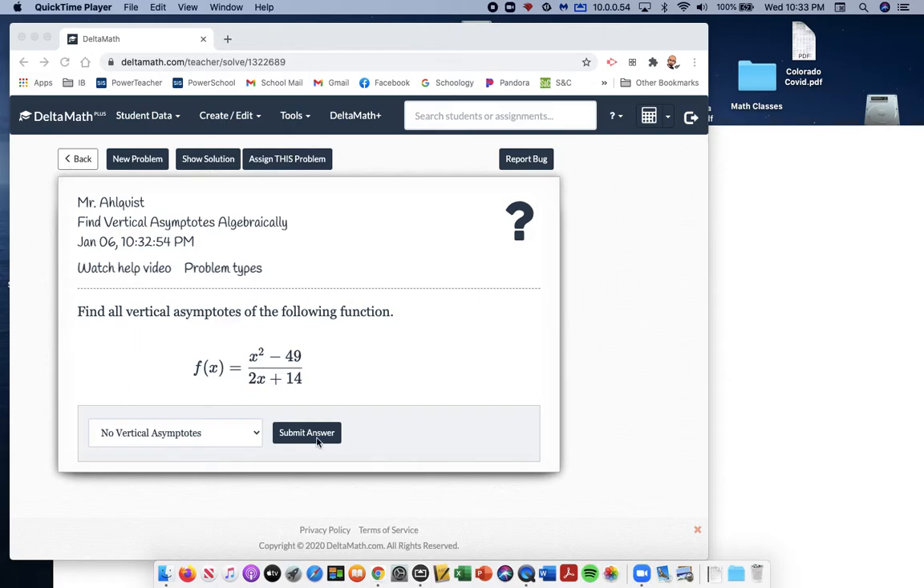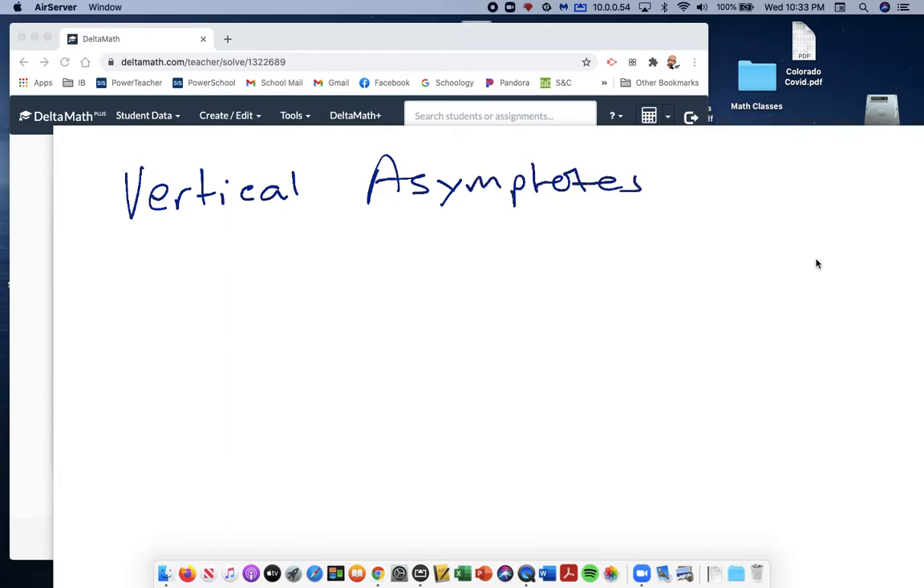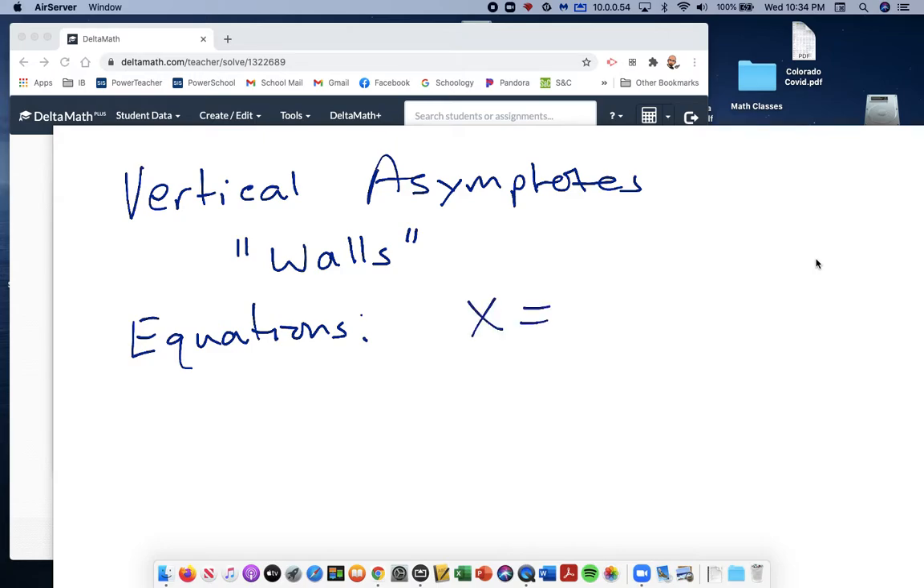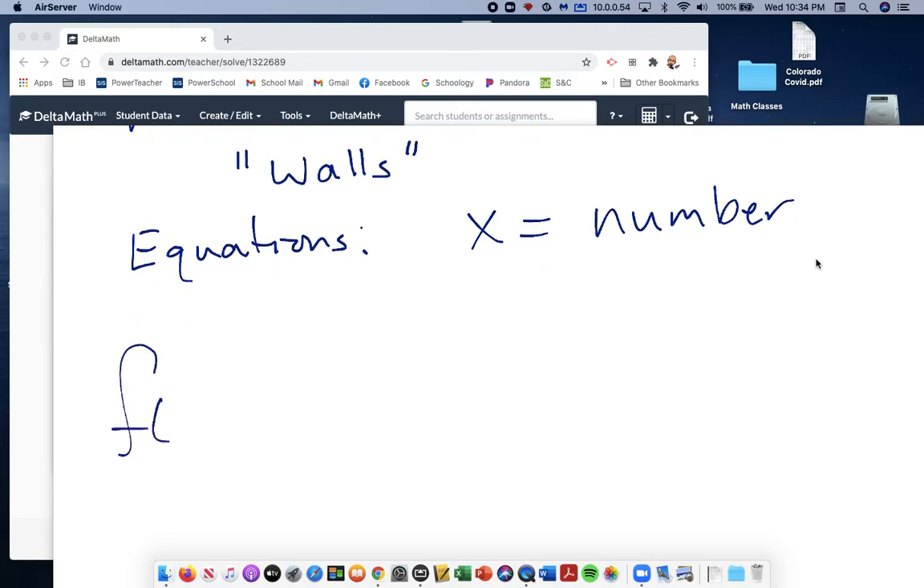So it'd be a problem similar to this one right here. And when we talk about vertical asymptotes, we're talking about when we're getting to these walls. Right? I referred to them as walls. The equations are always going to be x equals some number, whatever that number is.